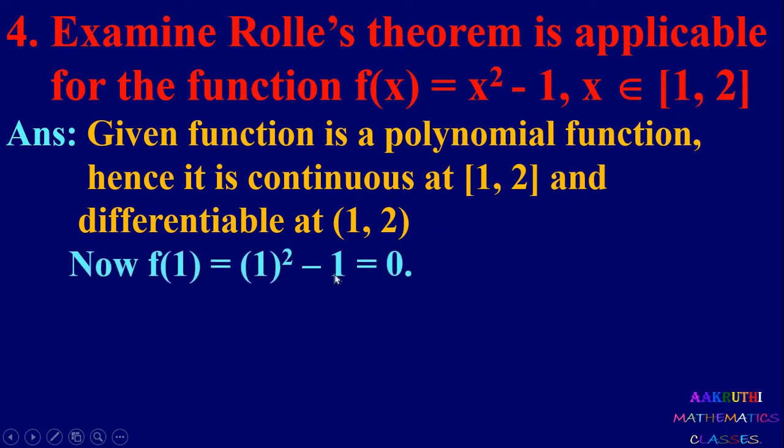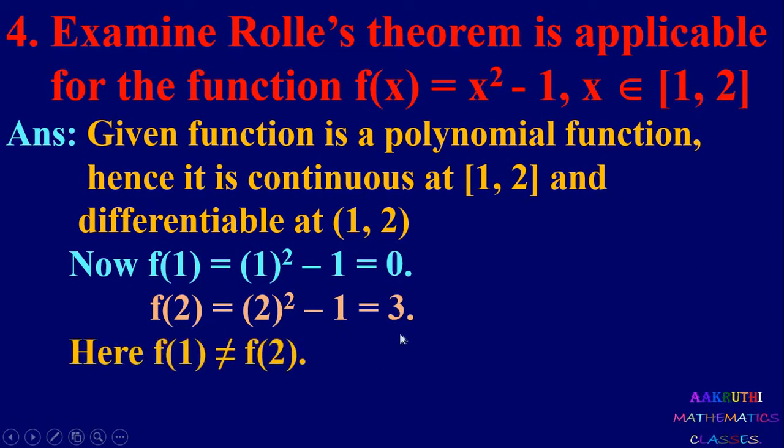Now we find f of 1. Now f of 1 is 1 square minus 1, it is 0. And f of 2 is 2 square minus 1 and 2 square is 4, 4 minus 1 is 3. Now here f of 1 is 0 and f of 2 is 3, and here f of 1 is not equal to f of 2, that is f of a is not equal to f of b.